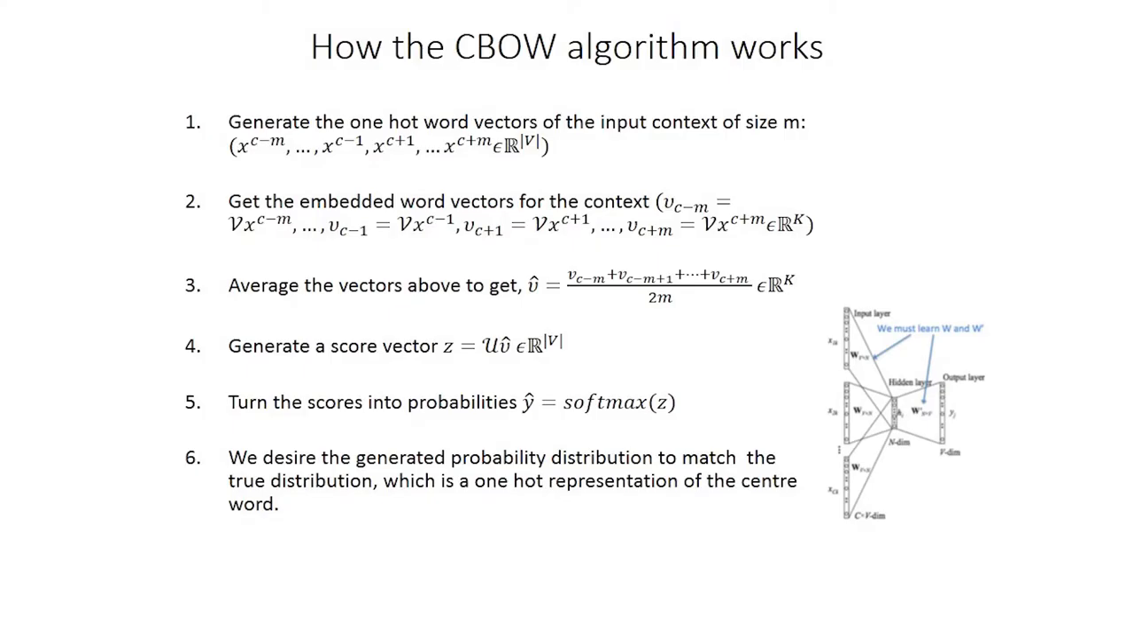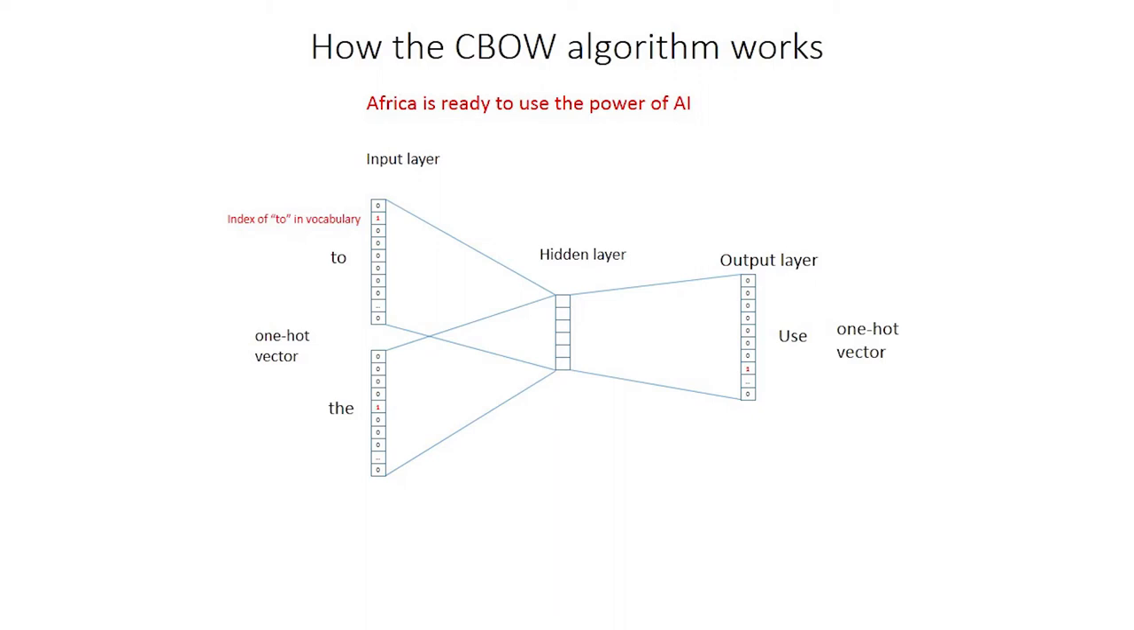So what we're trying to do is keep iterating until we have got the optimal parameters for that vector V, and that vector V will give us our word embedding. So this is how it will work. "Africa is ready to use the power of AI." Here I'm using a context of window size one. So I'm just going to look at the word "to", one before, and the one word after. So I'll have a one-hot representation of the word "to" and a one-hot representation of the word "the".